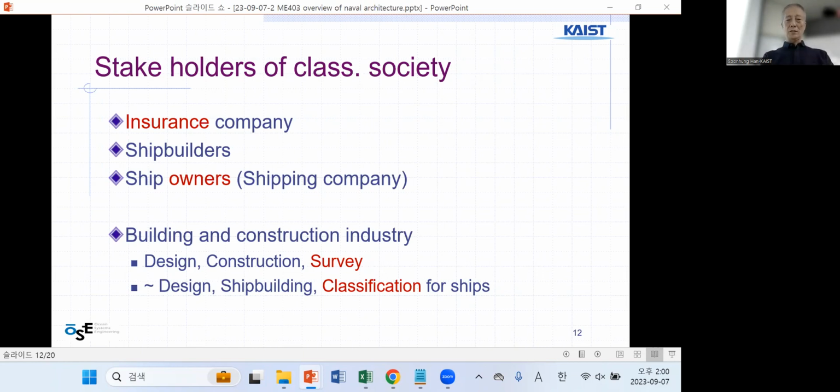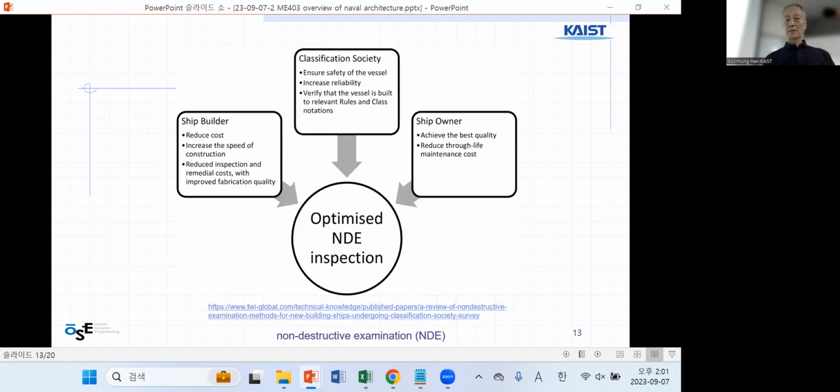Oh, I like this. Design, construction, and survey are separated out. This is similar to shipbuilding as design, shipbuilding, and classification society. This one is for the land-based construction industry. This is shipbuilding. Similar situation there. So once again, the stakeholders are the shipbuilder, classification society, and ship owner.